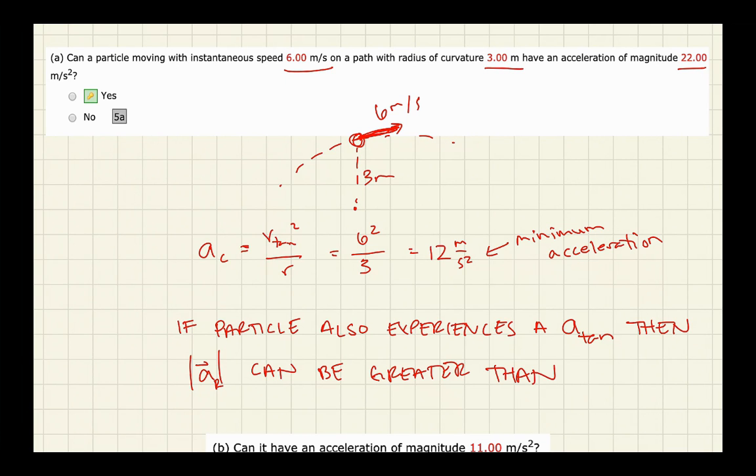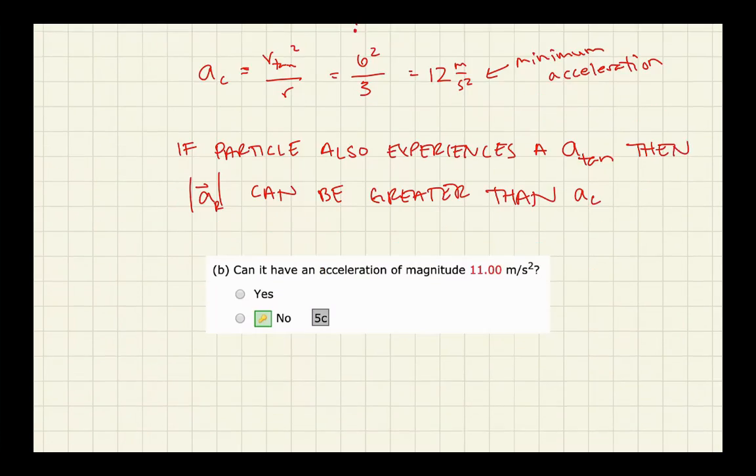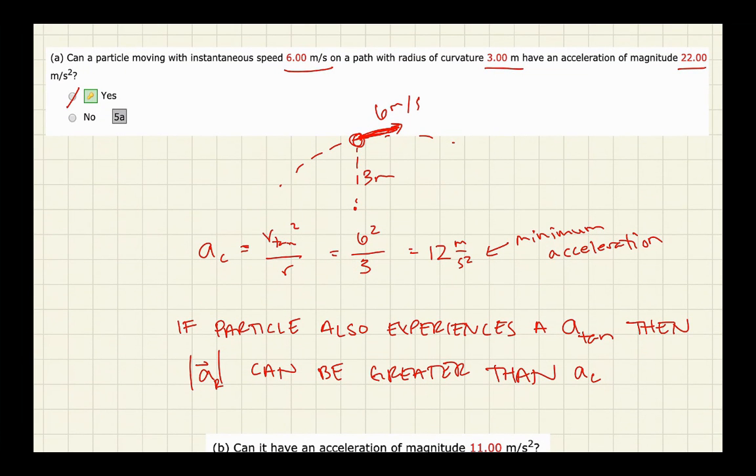the centripetal acceleration. So centripetal acceleration would be the smallest value it could be in order to maintain that curved path. But if it's also speeding up translationally, then it could have both a centripetal and translational or tangential acceleration, the vector sum of which could be as large as it needs to be. In this case, it could be 22 meters per second squared. So the answer to this first part is yes.